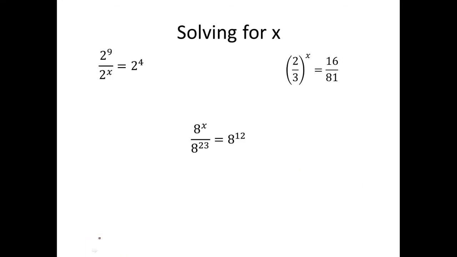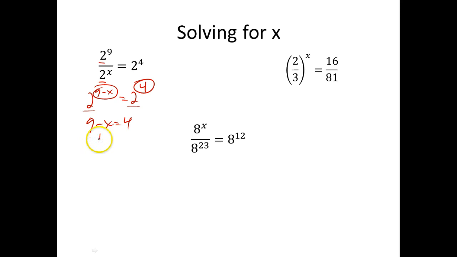So solving for x with the fractions might be a little bit more tough, but it's really not too bad. This first one, we have the same base on the top and bottom. So what do I do with my exponents? I subtract them. So I have 2 to the 9 minus x has got to be equal to 2 to the 4th. Well, the exponents have to be the same since we have the same base. So 9 minus x has got to be equal to 4.